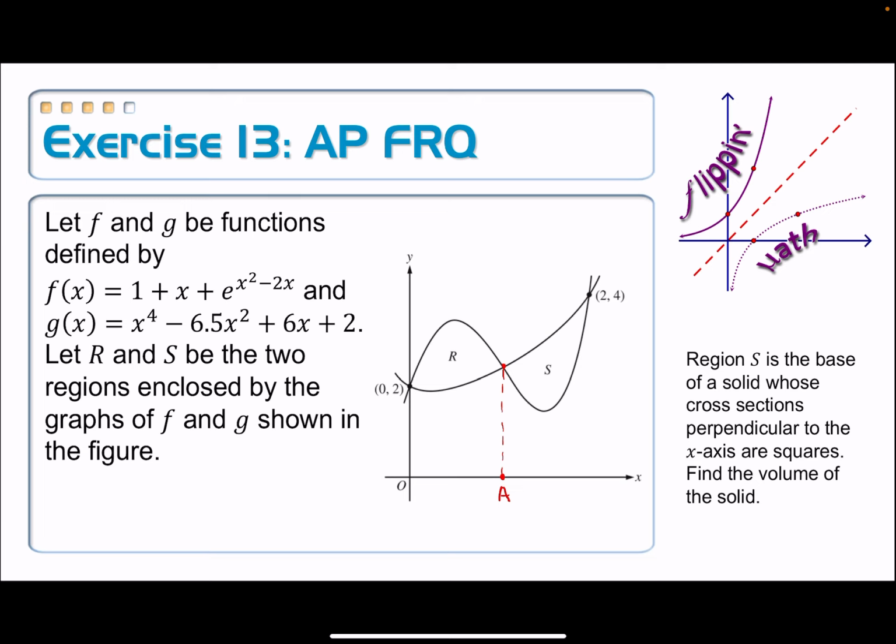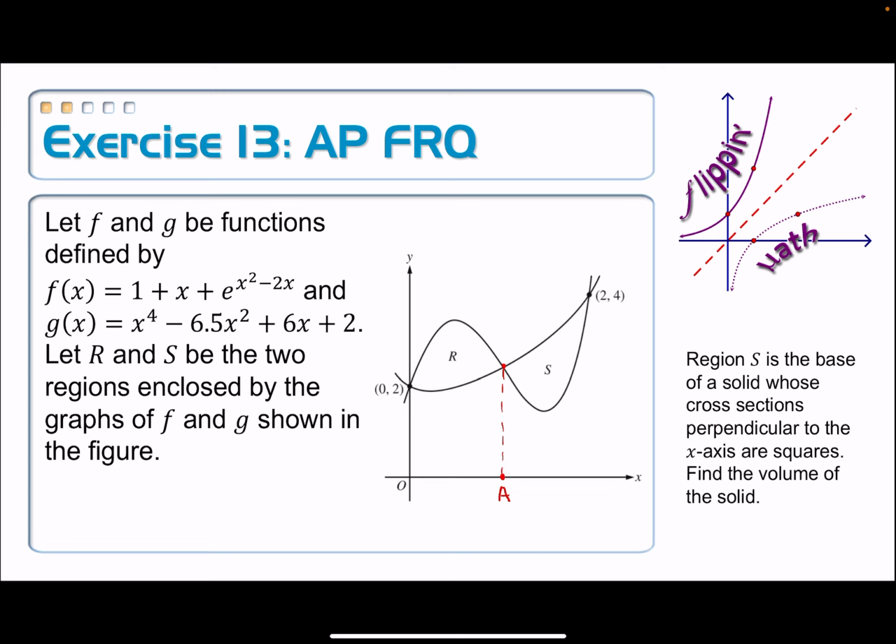f of x is equal to 1 plus x plus e to the x squared minus 2x, some kind of combination of polynomial and exponential function here, and then a straight up quartic polynomial function for the g of x function. Now, we were able to avoid finding the point of intersection A here if you were to take the absolute value of the distance between those two things. However, as you're going to see, we're going to need that point A, this point of intersection, for the rest of the question.